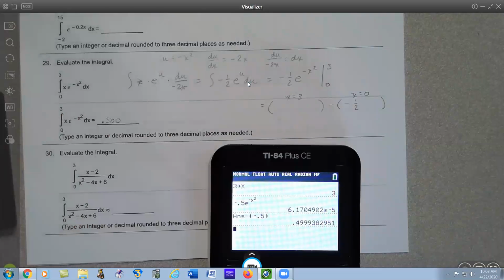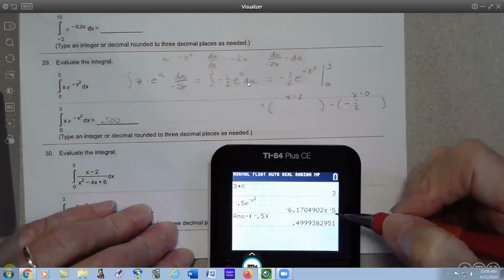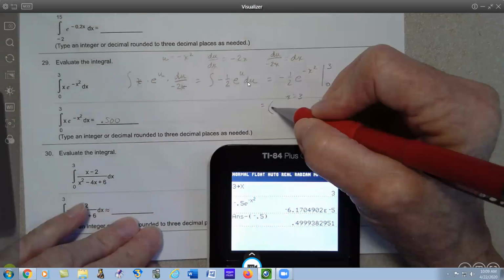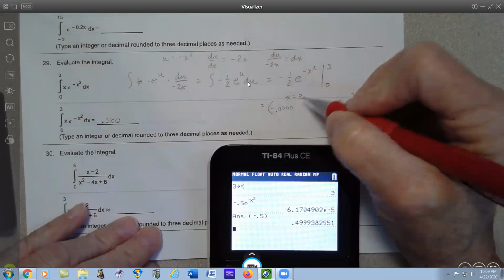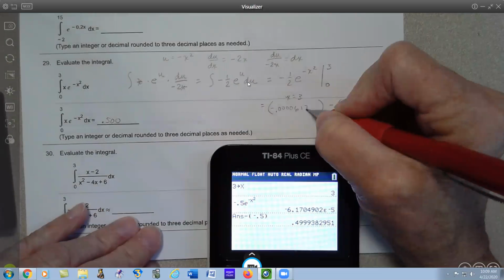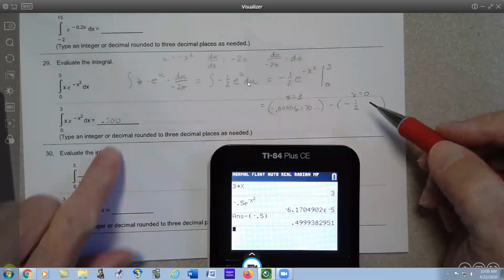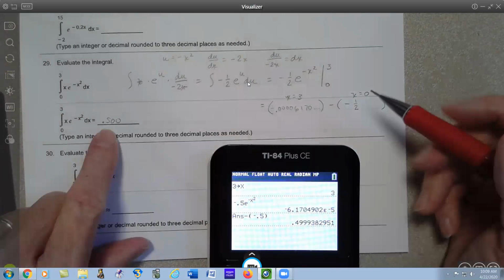This is scientific notation. That means I would have to move my decimal 5 places to my left. So that'd be a negative point, there's 1, 2, 3, 4, around the 6170, and it just keeps on going. So that's why it looks like it's about 0.5, because this is almost 0. But we need to go check ourselves.